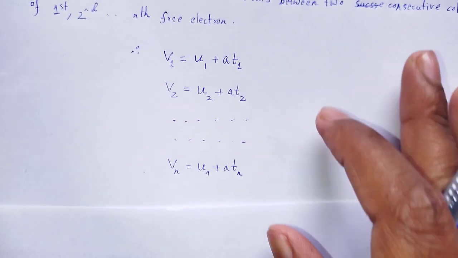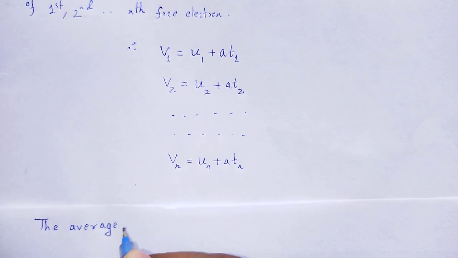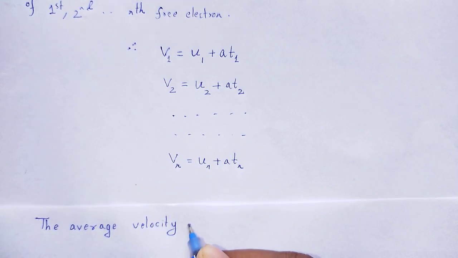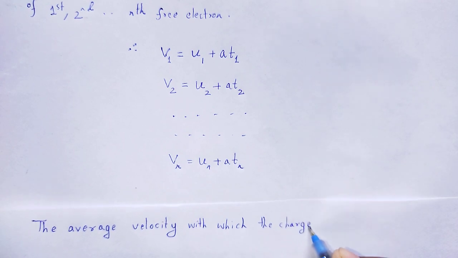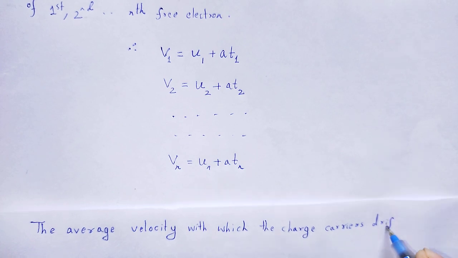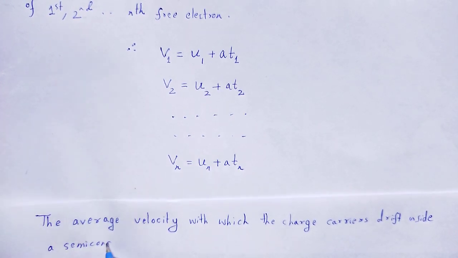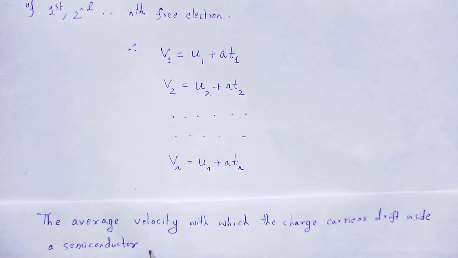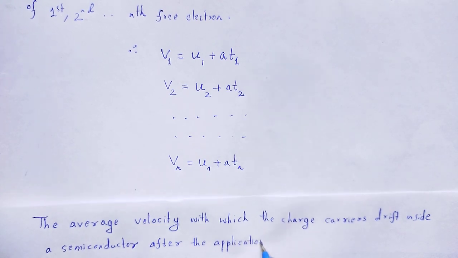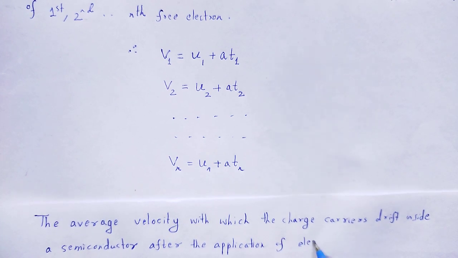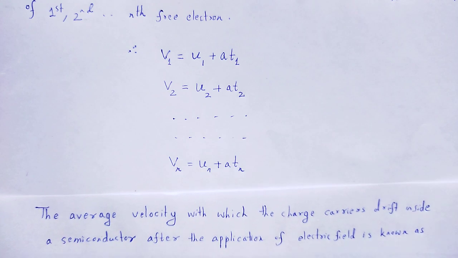The definition of drift velocity: the average velocity with which the charge carriers drift inside a semiconductor after the application of electric field is known as drift velocity.